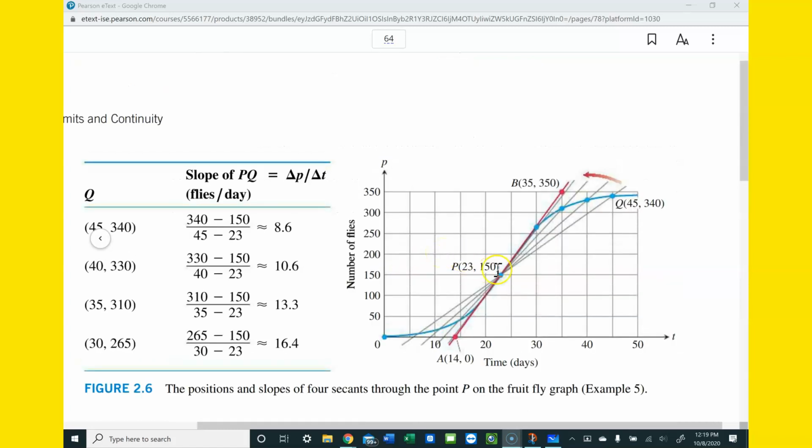So on day 23 itself, it was growing very fast. It was growing at 16.7 flies per day. And it continued on pretty close to that rate for a little bit, but then it slowed down over the next bit of time.